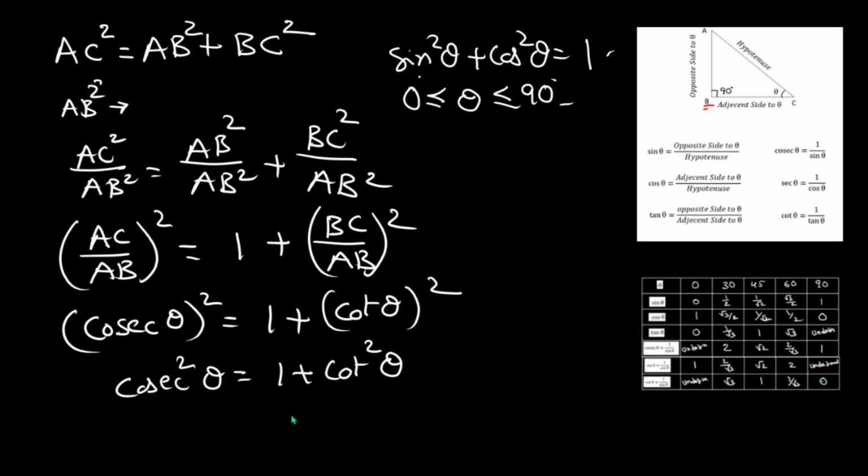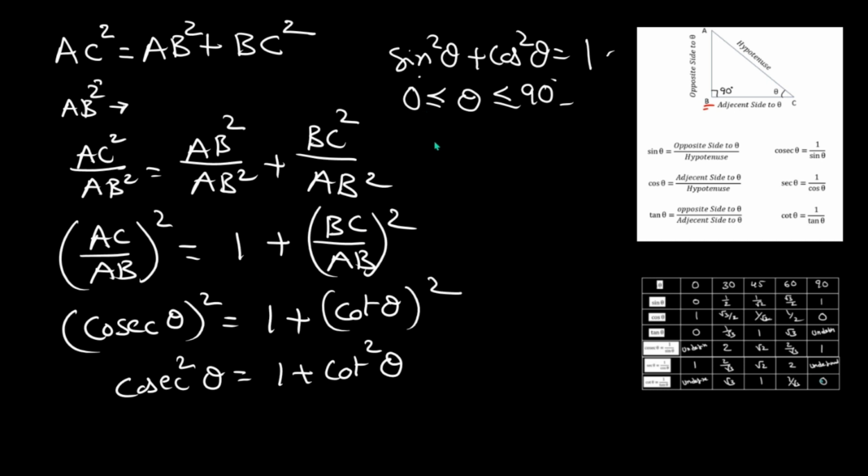Let's check whether this is valid for all angles from 0 to 90. If you put 0, cot 0 is undefined and cosecant 0 is also undefined. So it is not valid at the 0 angle. That's the reason this identity is valid only for angles above 0 up to 90, but not 0.